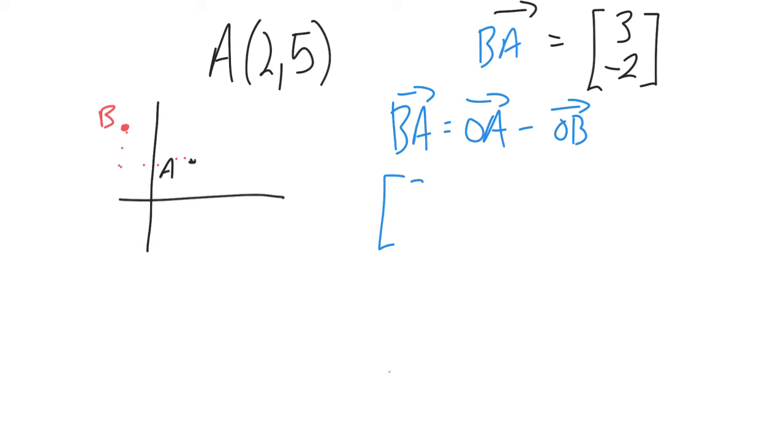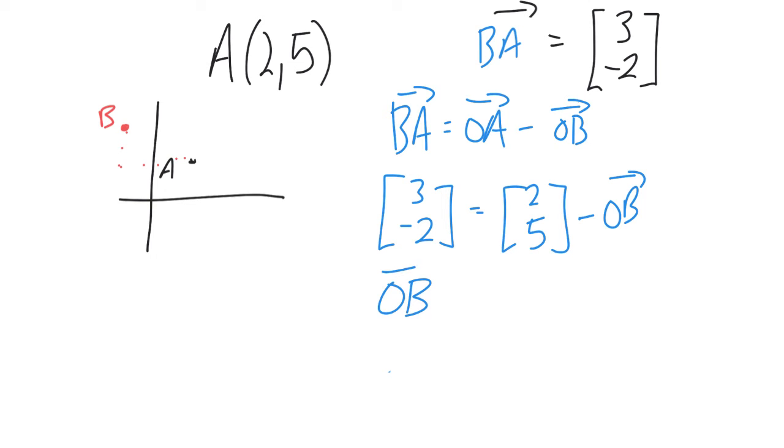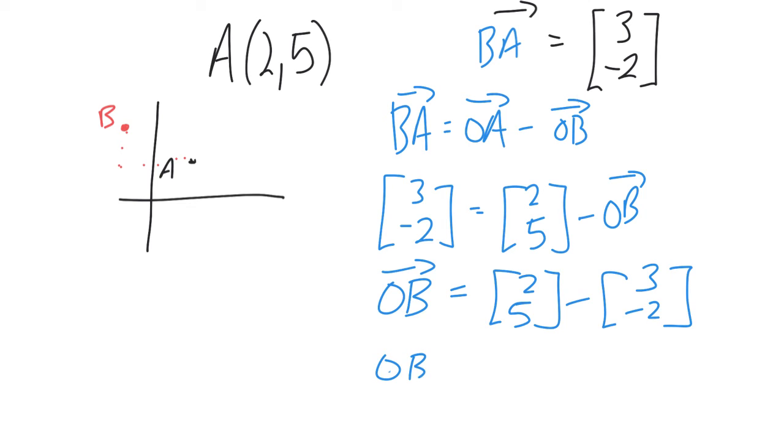So I know B to A is (3, -2). I know A is (2, 5). And I don't know what B is. Then if I add OB to both sides and take away the vector (3, -2) from both sides, I'll get that. So then O to B is (-1, 7).